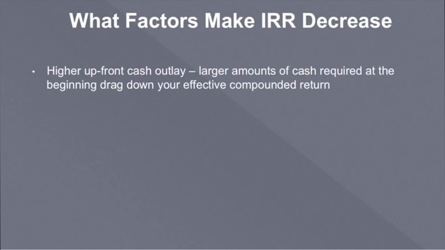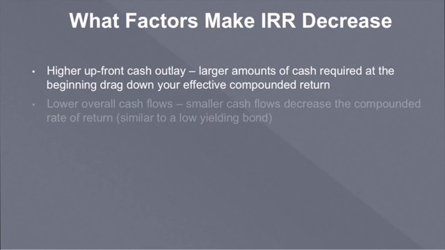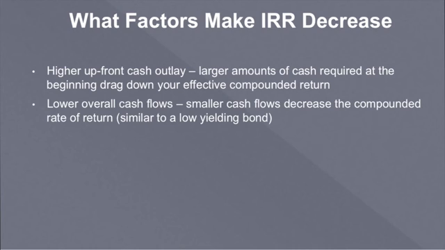What factors make it decrease? Higher upfront cash outlay and larger amounts of cash required at the beginning drag down the effective compounded return. The lower overall cash flows, smaller cash flows, decrease the compounded rate of return, similar to a low-yielding bond. If you have a bond that doesn't pay much in terms of its yield, well, heck, you're getting creamed over time and by inflation with that, right?